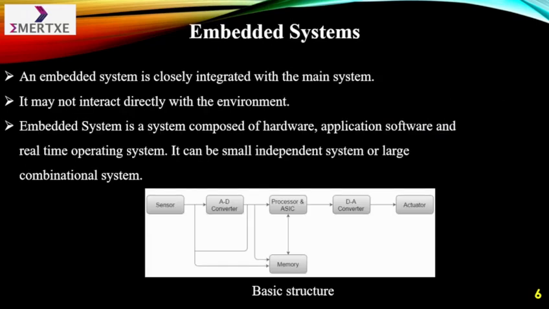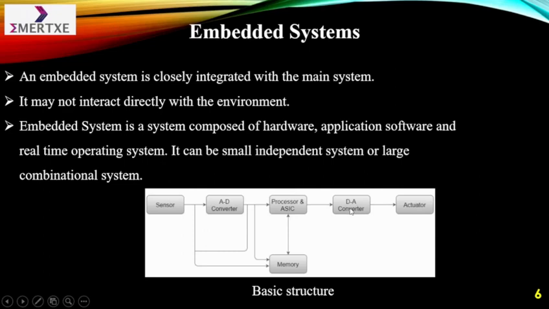Embedded system. An embedded system is a combination of computer, hardware, and software designed to perform a specific function. It may not interact directly with the environment. This is the basic structure of an embedded system. The first component is the sensor. It measures the physical quantity and converts it into an electrical signal which can be read by an observer or by an electronic instrument. The second one is the AD converter. It converts the analog signal sent by a sensor into a digital signal. Processor and ASICs. It processes the data to measure the output and store it in the memory.